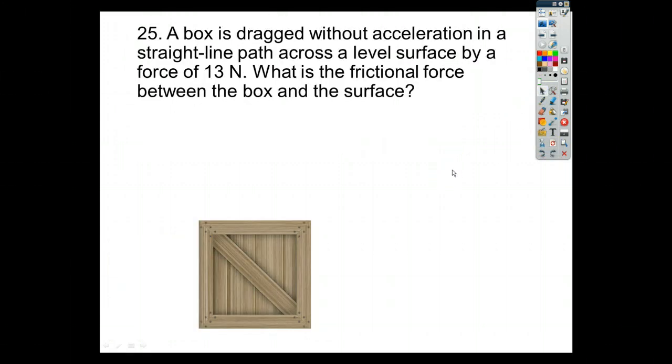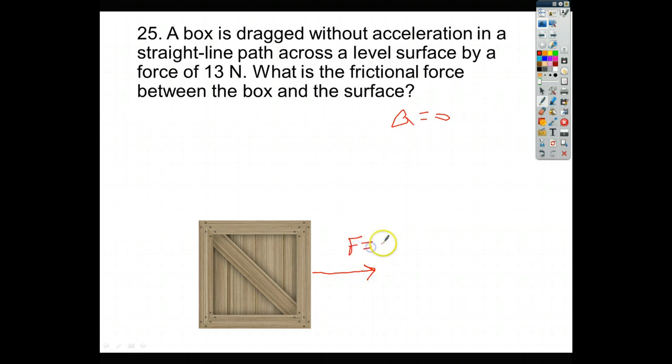Number 25 says a box is dragged without acceleration. Here we can go ahead and say that a is equal to 0 in a straight line path across a level surface by a force, so we're pulling it with a force equal to 13 newtons. They want to know what is the frictional force. Well, we said that if it doesn't accelerate, the net forces have to be equal to 0, so our friction force here also is 13 newtons.